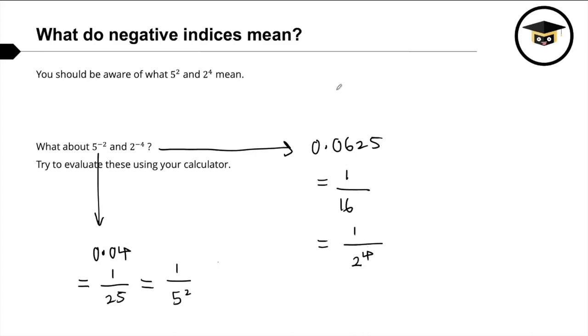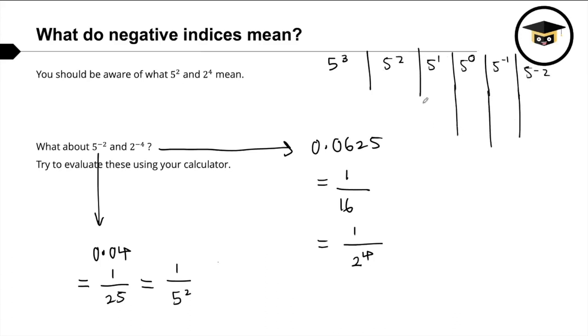I wanted to also go through one more example here. Let's say we have 5 to the power of 3, 5 to the power of 2, 5 to the power of 1, 5 to the power of 0. We know that anything to the power of 0 is equal to 1. 5 to the power of negative 1, and 5 to the power of negative 2. So let's just do this for our little mini exercise over here.